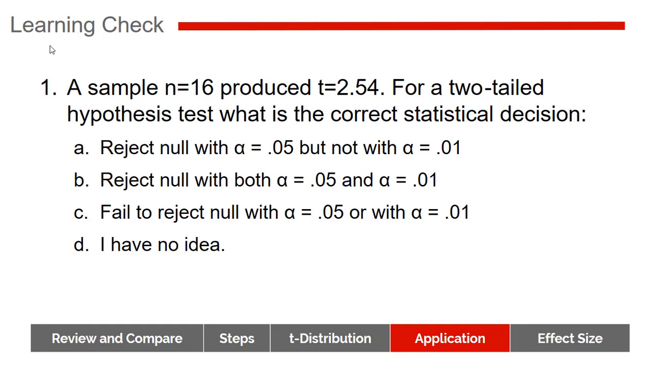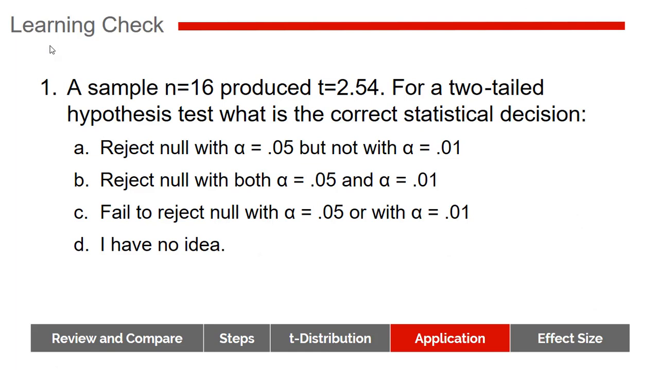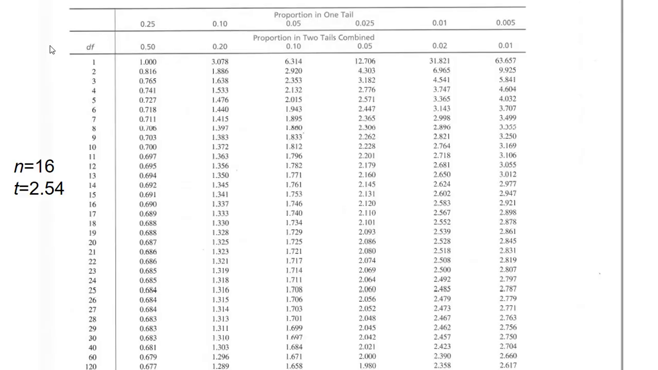So let's do this example. We have a sample with an n of 16, and it produces a t of 2.54. So we need to think about, if we're doing a two-tailed hypothesis test, what would be the correct statistical decision? Let's map this out. So for n of 16, our degrees of freedom are going to be 15. And this is a two-tailed test, and we need to figure out 0.05 and 0.01. By the way, answer D, you're not allowed to say that. All right. So we're going to circle 0.05 and 0.01 in the two-tailed test area.